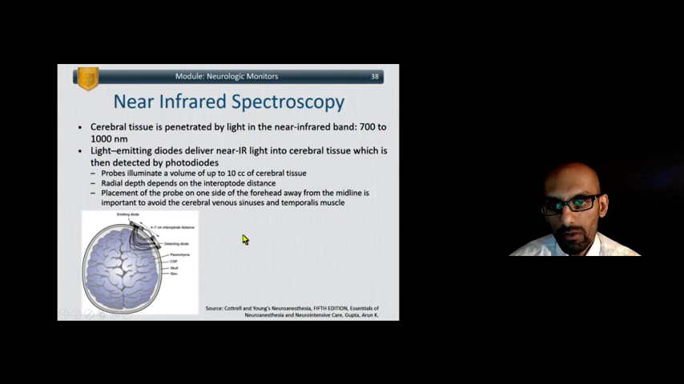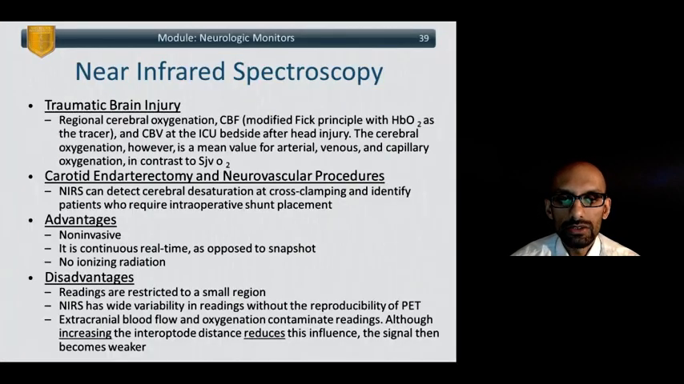Placement of the probe on one side of the forehead away from the midline is important to avoid the cerebral venous sinuses, which course right along the midline, and the temporalis muscle, which can cause interference. The reason this is a little bit more complicated than a pulse ox is that your light energy is arcing through the brain, unlike putting a probe on someone's fingernail, where it's a straight shot from one side to the other. Here, if the interoptode distance is increased, you're going through a lot more brain tissue, yes, but there's a lot more interference in between. This can be problematic if you're not consistent in the way you use this.